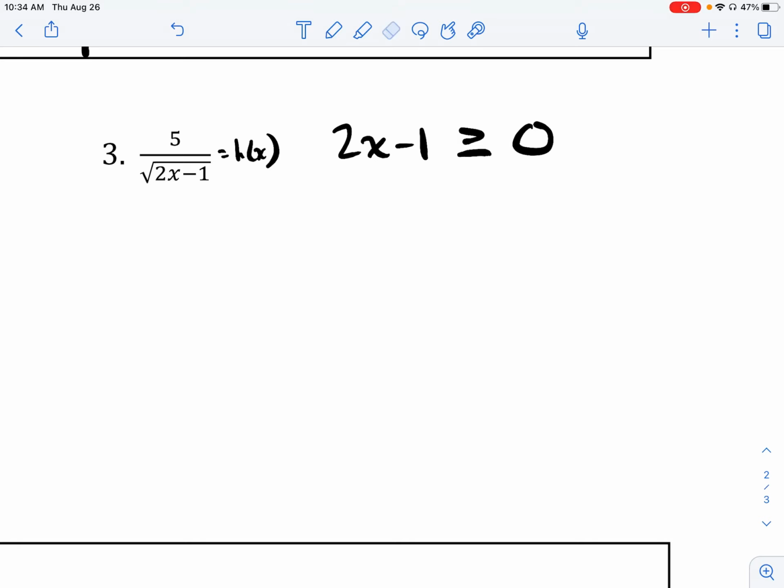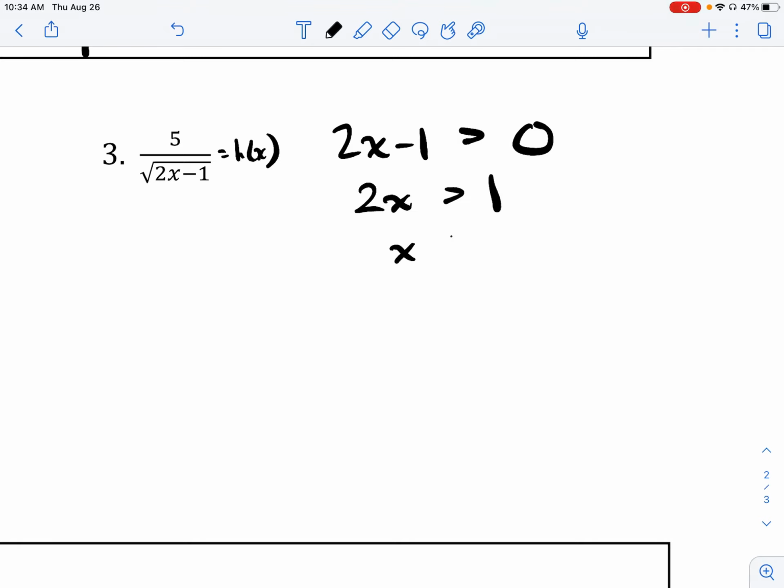And ask yourself why. Again, because this is in a denominator, we know that we can't plug in anything that will ever cause that denominator to be equal to 0. So we would say it can't include anything 0. So we would say 2x must be greater than 1, x is greater than 1/2. Therefore, my domain would be from 1/2 to positive infinity.